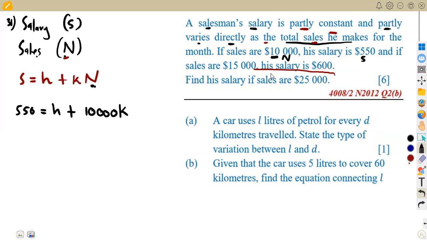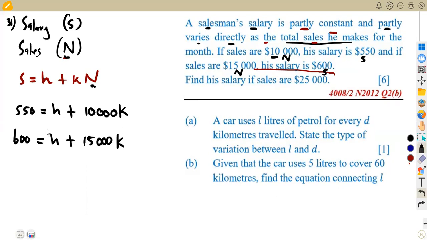You move on to the other part. His salary this time is 600, and the sales N are given. So we have the salary, 600, equal to H plus the sales, which in this case is 15,000. So it's going to be 15,000 K.